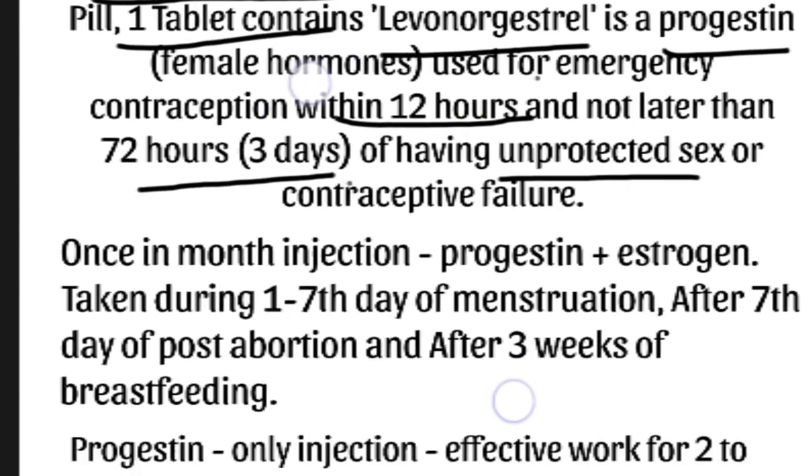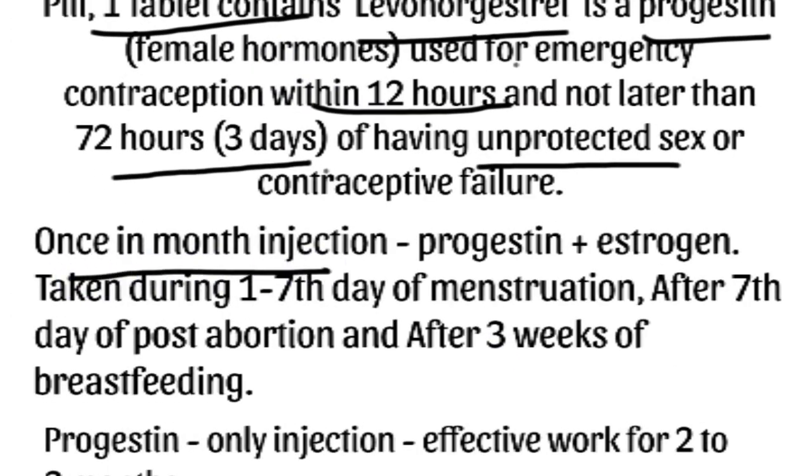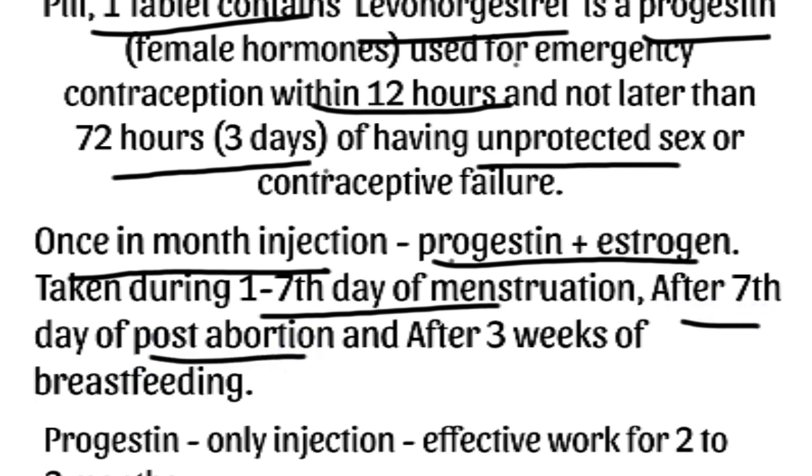And next we have the once in a month injection. This injection should be taken every month. If you skip any month, it will not work that month. If you commit any unprotected sexual activity in that month, there is a chance the woman might get pregnant. This injection consists of progesterone and estrogen. It can be taken by a woman in the menstruation period, and after abortion, that is 7 days after the abortion, the woman can take it. And a woman who is breastfeeding can take it after 3 weeks of breastfeeding.